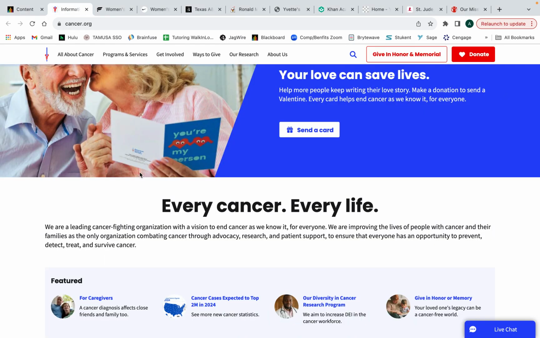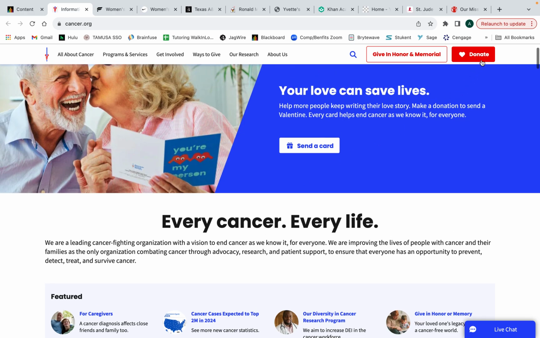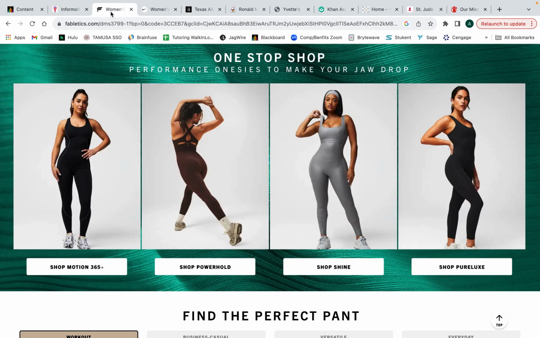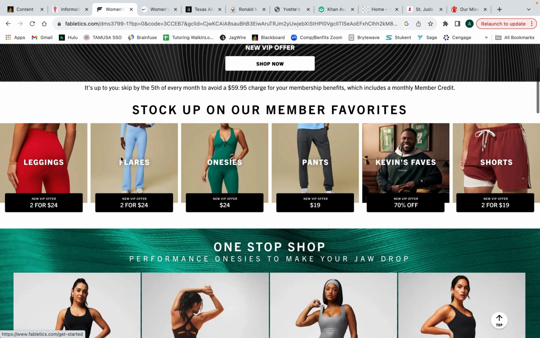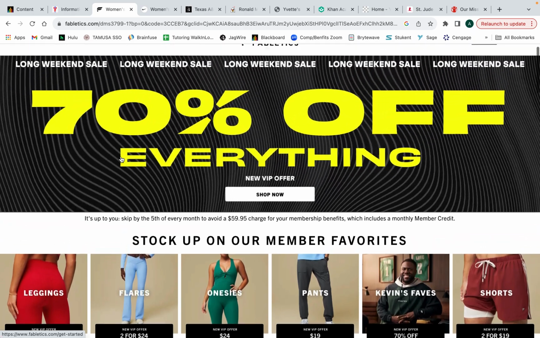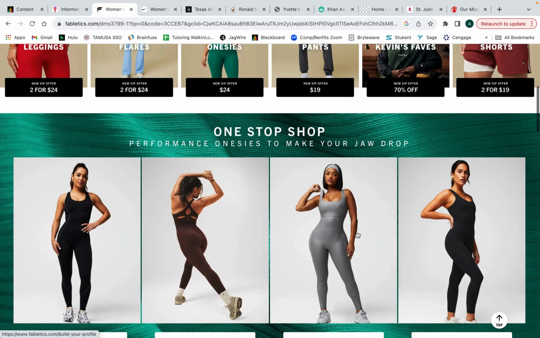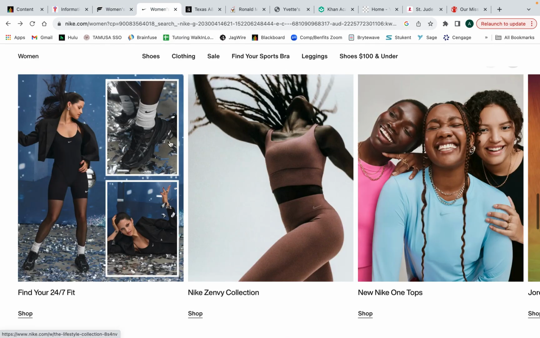As far as message goes, the American Cancer Society does a good job conveying its message above the fold. There are calls to action for donation at the top, and their paragraph, "Every Cancer, Every Life," describes exactly how they're visualizing ending cancer. Fabletics, on the other hand, was very unclear about what their objective is. It seems to be athletic-looking clothing, but there's no company goals or calls to action displaying what they want customers to know.